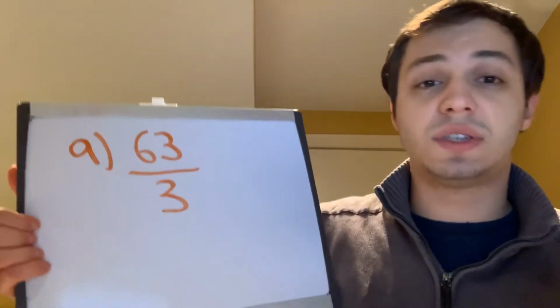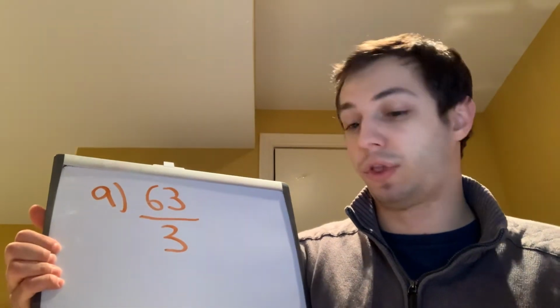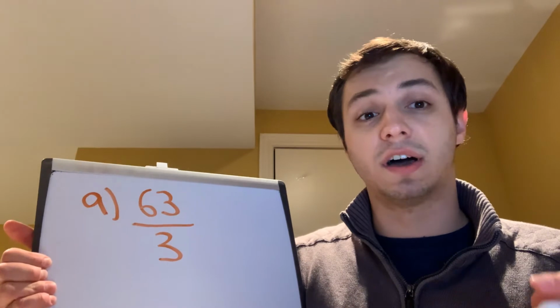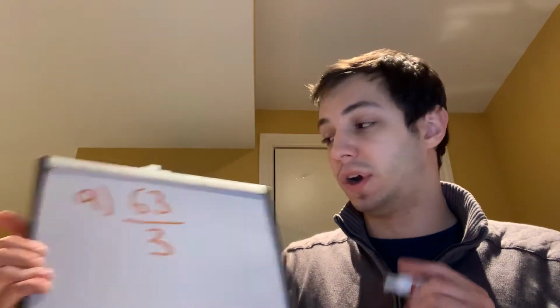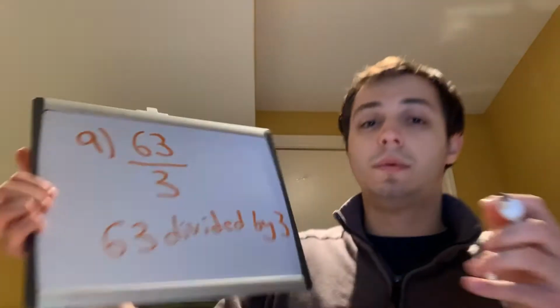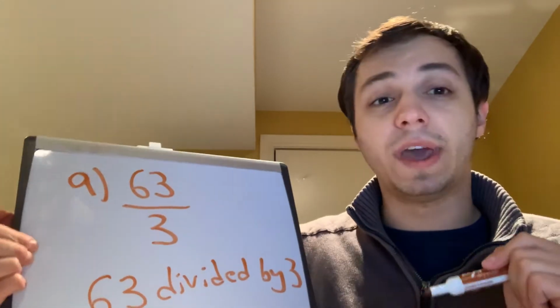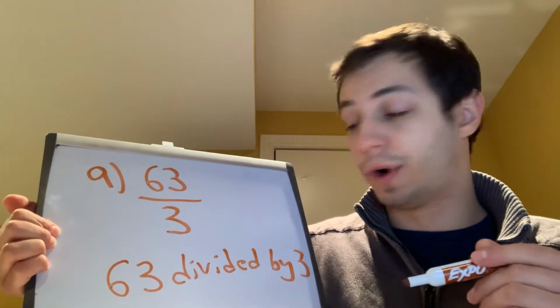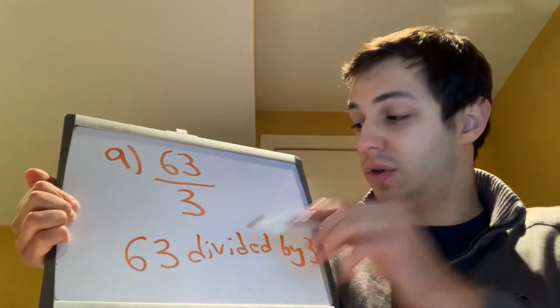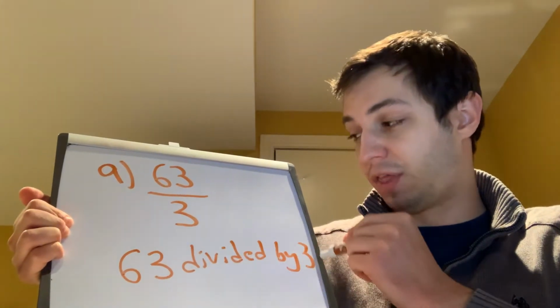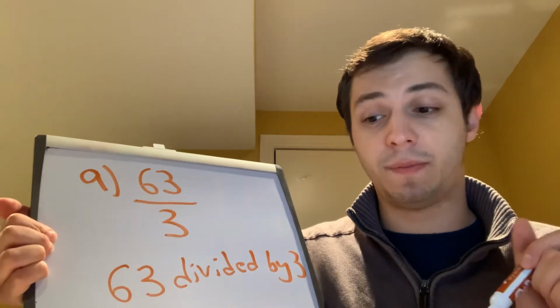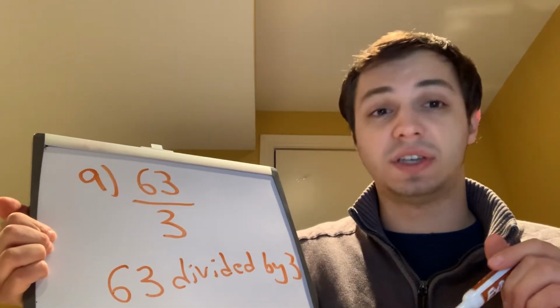63 over 3. So this is the fraction that we have, 63 over 3. But we can also read this as a division problem, which we have written underneath, which would be 63 divided by 3, right? So here it is as a fraction. What we have to do is rewrite it in words as a division problem, right? So we have 63 divided by 3. So that's our first step.